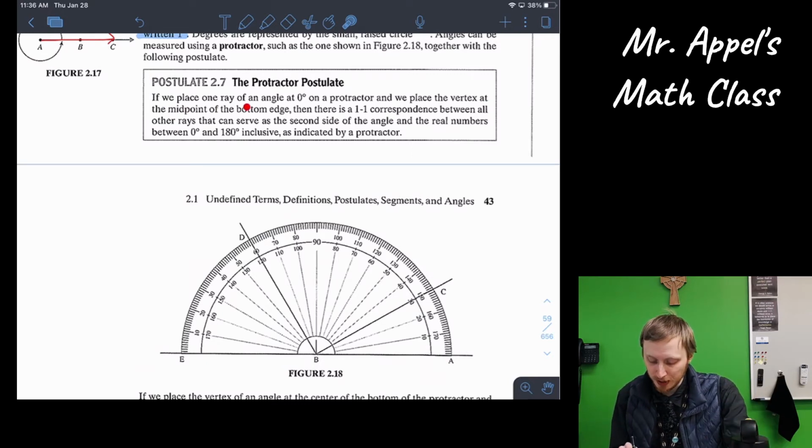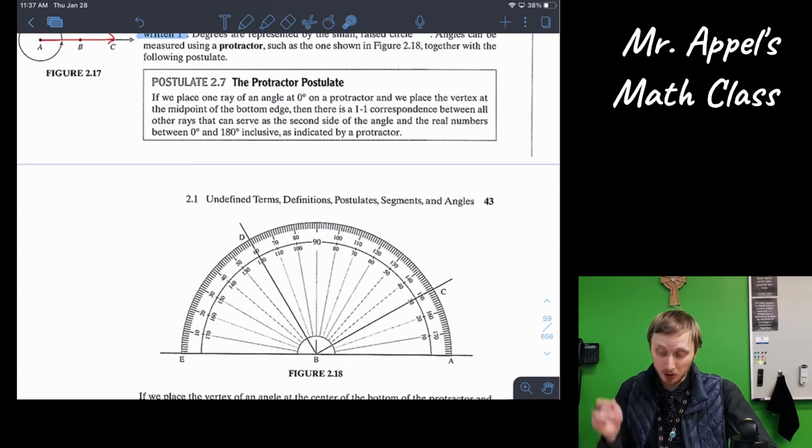If we place one ray of an angle at 0 degrees on a protractor, and we place the vertex at the midpoint of the bottom edge, down here, so we have one ray down here, the vertex here, then there is a one-to-one correspondence between all other rays that can serve as the second side of the angle and the real numbers between 0 and 180 degrees inclusive, as indicated by a protractor. If you're feeling ambitious, you can also find a 360-degree protractor and go all the way around the circle that way.